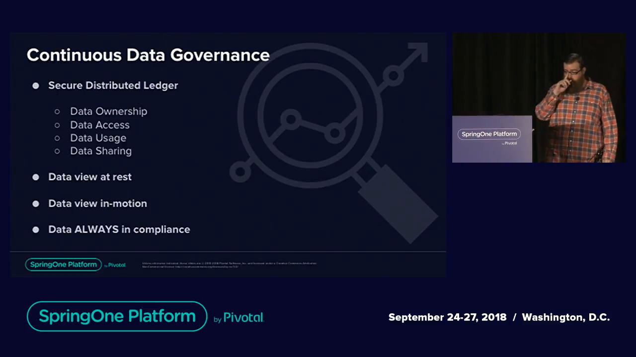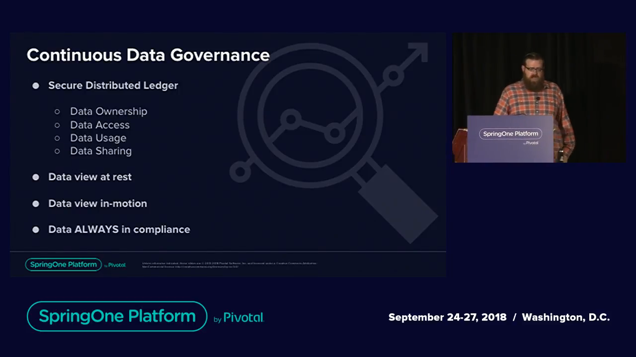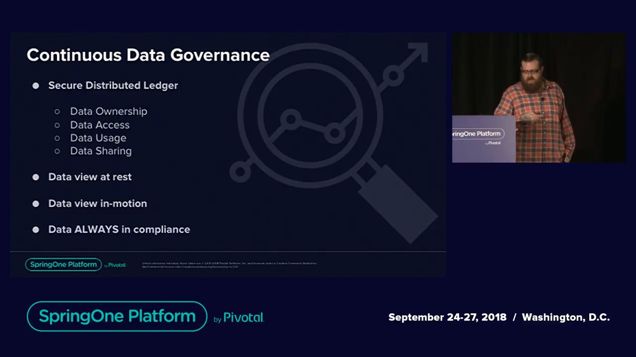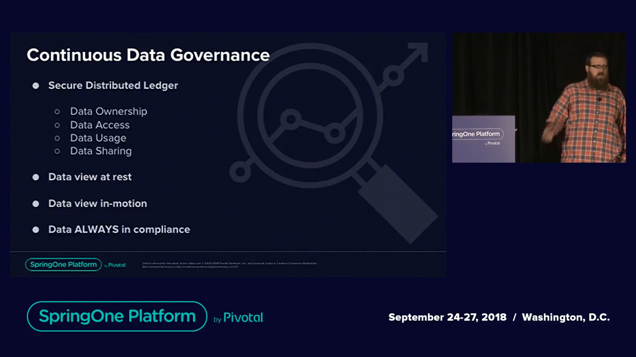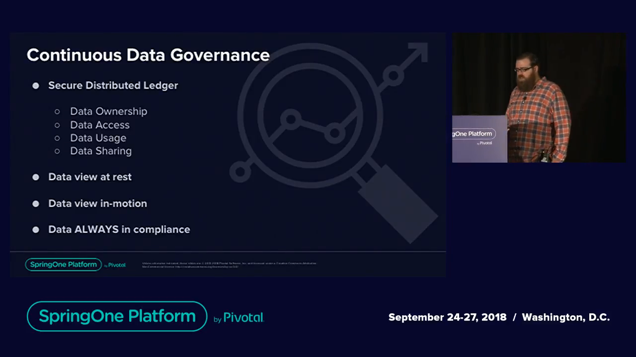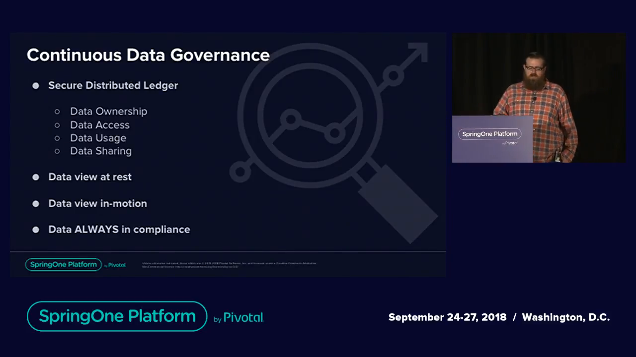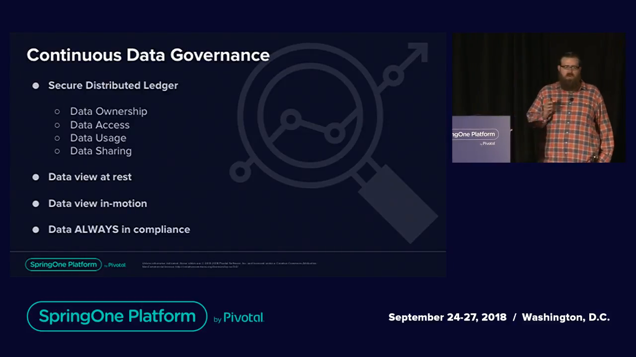Continuous data governance. So with the secure distributed ledger that DataDrift provides in their platform, we get all sorts of things like data ownership, data access, usage, sharing. All of this is cryptographically secure as any other kind of secure ledger. So you get a lot of things provided. You get a good view of the data at rest. You get a good view of the data in motion. And data is always in compliance.